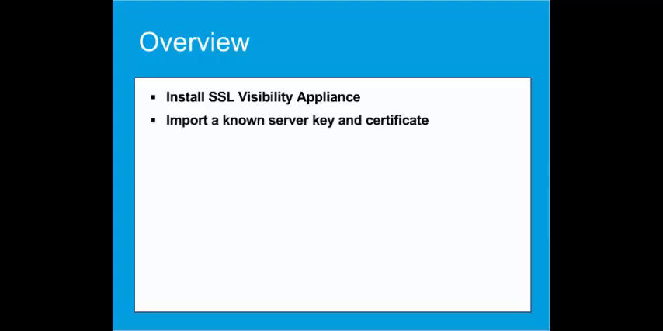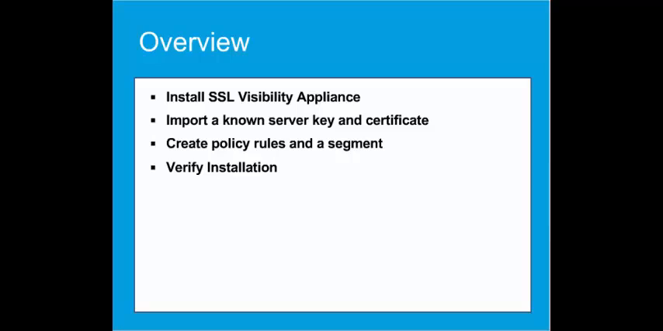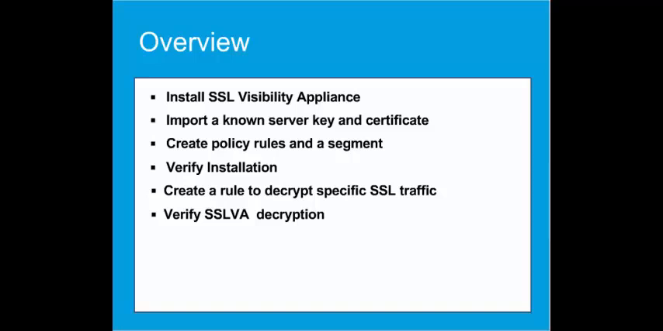We will perform the following activities to complete the configuration. First, we will install the SSLV appliance in the network. Then, import a known server key and certificate. Create a basic rule set, and then a segment for active inline mode. At this point, we will run a test to verify that no traffic is being blocked by the SSL Visibility Appliance. Create a rule to decrypt specific SSL traffic, and test this rule, verifying traffic is decrypted.